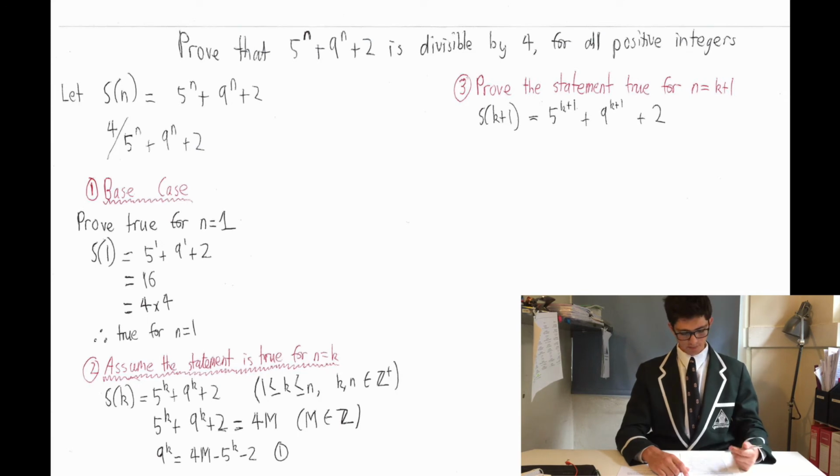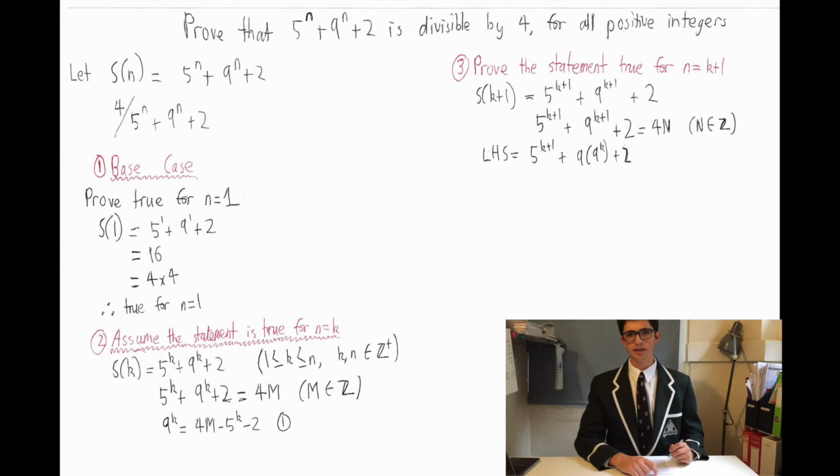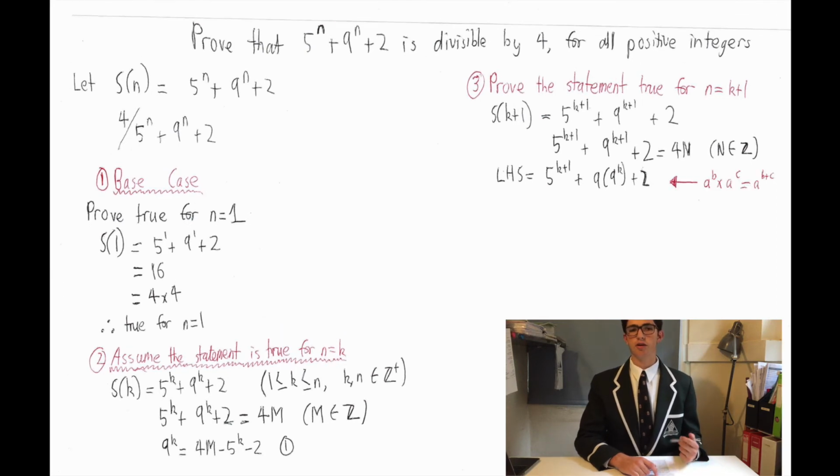Again, we must equate our statement to something, but we cannot say it is equal to 4m, because that would mean that the kth statement and the k plus 1th statement are equal. And we know this is not the case because multiples of 4 form an arithmetic series with a common difference of 4. So we will say that our statement is equal to 4n, where n is the integer solution. Now we will take the left-hand side and split the 9 to the power of k plus 1 variable into 9 multiplied by 9 to the power of k. And this is using our index laws, where a to the b multiplied by a to the c is equal to a to the b plus c. Now that we have isolated 9 to the power of k, we can substitute in our equation from 1.